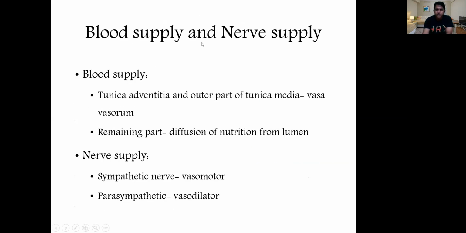At the end, we'll go with the blood supply and the nerve supply of the vessels. The blood supply of the vessel is called the vasa vasorum. The tunica adventitia and the outer part of the tunica media receive their blood supply from the vasa vasorum. The remaining part, the inner intima and the remaining part of the media, receive nutrition via diffusion from the lumen. The nerve supply is autonomic. The sympathetic nerve creates a vasomotor effect causing constriction of the vessels. The parasympathetic causes vasodilation.